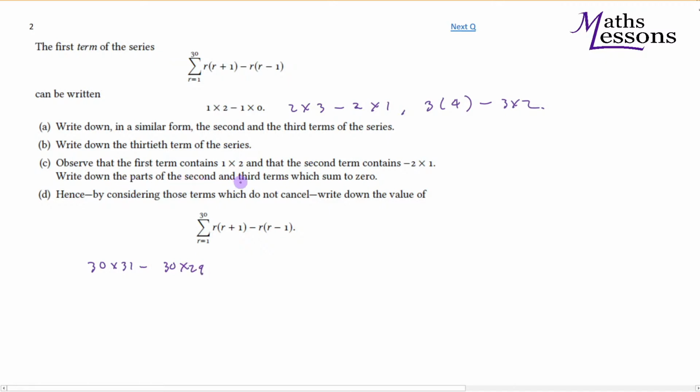Now we're going to write down the parts of the terms which sum to 0. What I'm going to do with this is write this out in order in a pattern that makes it easy to see what's going on. So I'm going to write 2 times 3 minus 2 times 1, and here 3 times 4 minus 3 times 2. And I'm going to just use this idea of cancelling. So this will cancel out with this, and this term will cancel out with this. And we're just going to get left this term, and they're going to keep cancelling until we get to the very end. So if we look at the end, now we're going to look at the 30th term. Well, the 30th term was 30. Write that down.